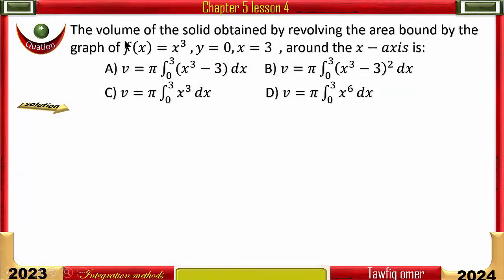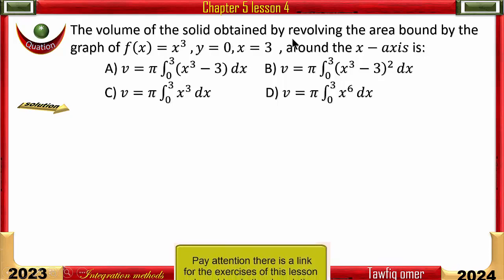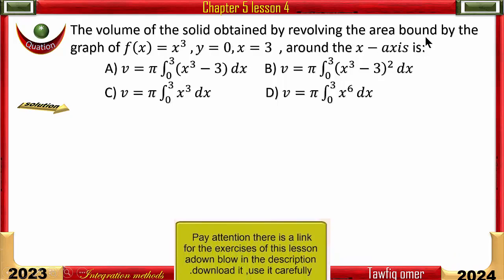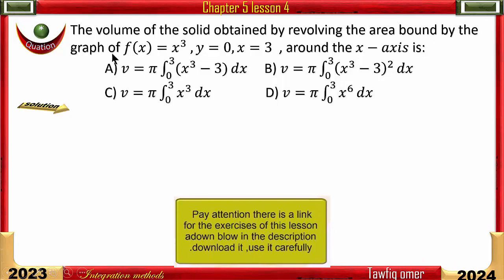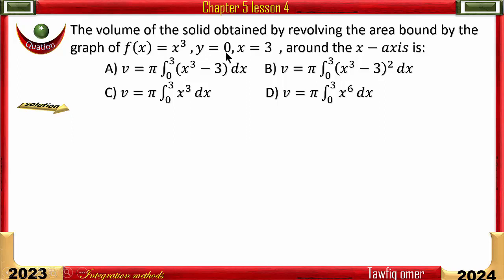Question: the volume of the solid obtained by revolving the area bounded by the graph of the function f of x is equal x cubed, y is equal 0, x is equal 3. Here, do not be confused, because you have f of x and y. These two give you the function, and x gives you the side of the interval. We must find the other side of the interval.